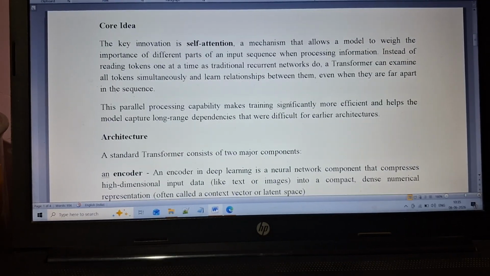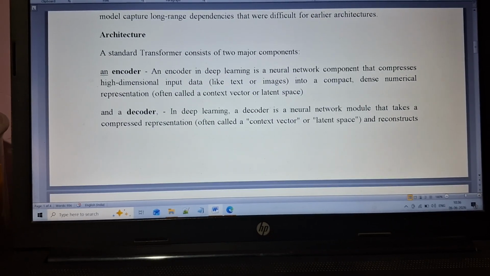Core idea. What is behind the core idea of the transformer? The key innovation is the self-attention mechanism, which allows a model to weigh the importance of different parts of an input sequence when processing information. Instead of reading tokens one at a time as a traditional recurrent network does, a transformer can examine all tokens simultaneously and learn relationships between them, even when they are far apart in the sequence. This parallel processing makes training significantly more efficient and helps the model capture long-range dependencies that were difficult for earlier architectures.